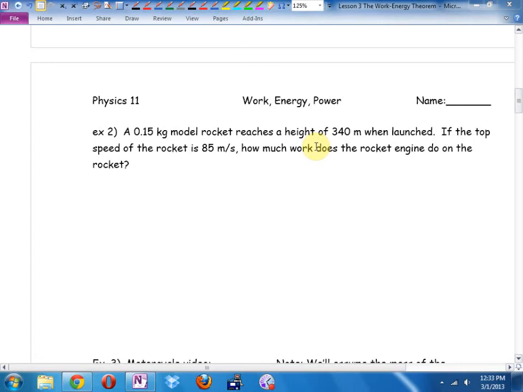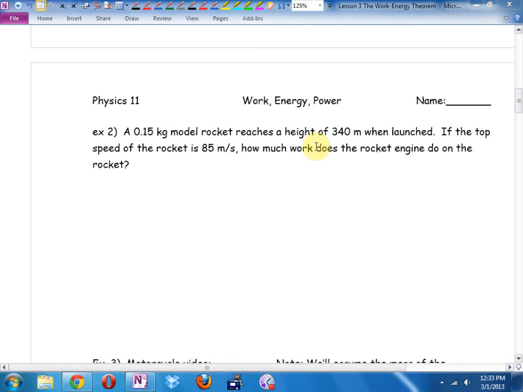Well, read with me. A 0.15 kilogram model rocket reaches a height of 340 meters when launched. If the top speed of the rocket is 85 meters per second, how much work does the rocket engine do on the rocket? What are they asking me to find here? How much what? Work. Work is force times distance.